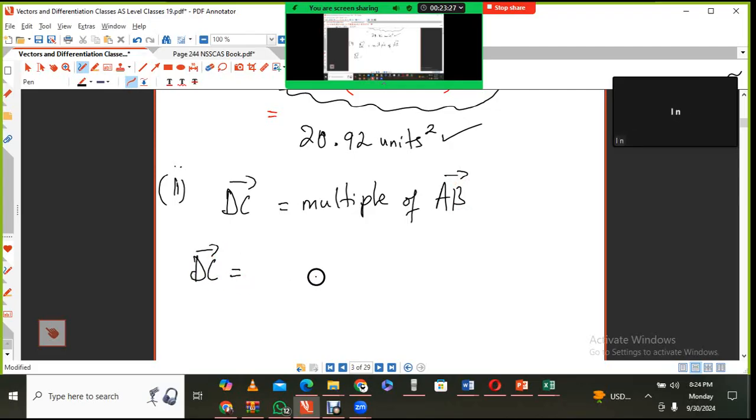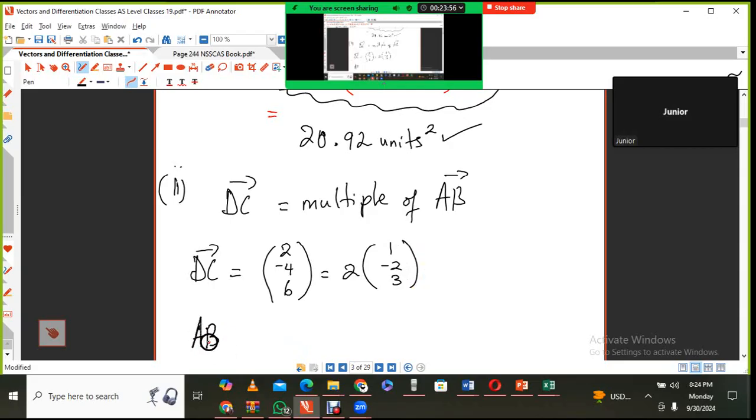What was vector DC? Because we have done it, did we? 2, minus 4, 6. Can we take out a common factor or a scalar quantity there? What goes in all of these components? 2. So 2, that will leave me with 1, negative 2, and 3. Am I okay? Yes.